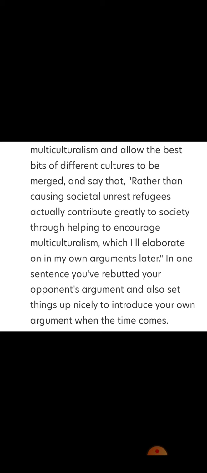So here we have discussed why we allow the refugees, because it supports multiculturalism.